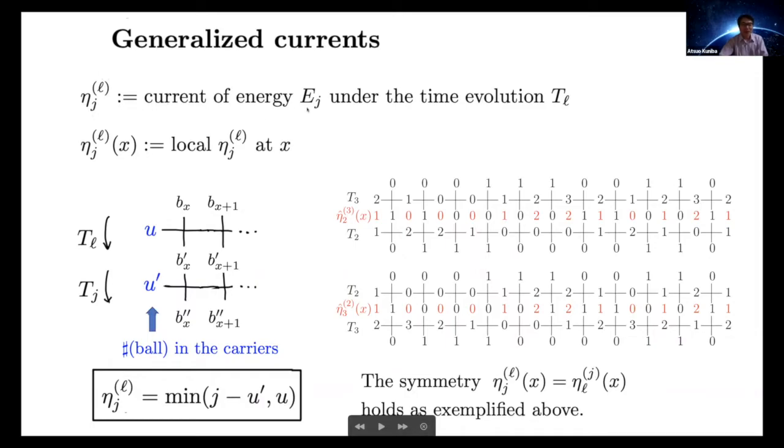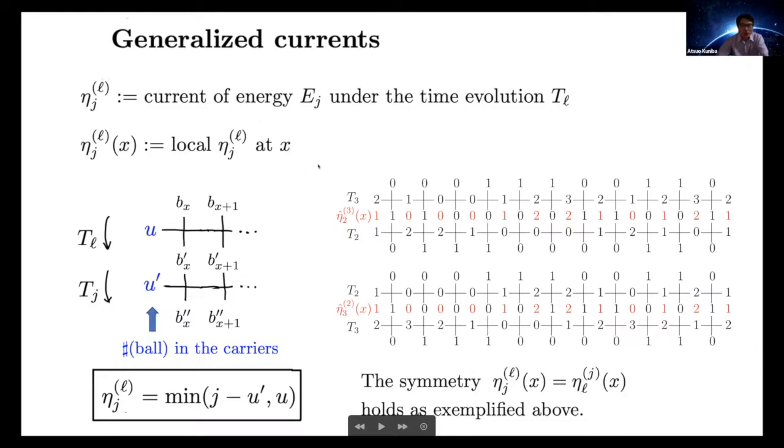So this is a current of energy EJ under the time evolution TL. Normally people consider some density with some time evolution, but in non-integrable situations, only one kind of time evolution. But in BBS, you can implement very easily many types of evolution, and you can look at many kinds of densities. So we can take advantage of that. We consider the current of energy EJ under the time evolution TL, and this quantity is a local quantity at position X.